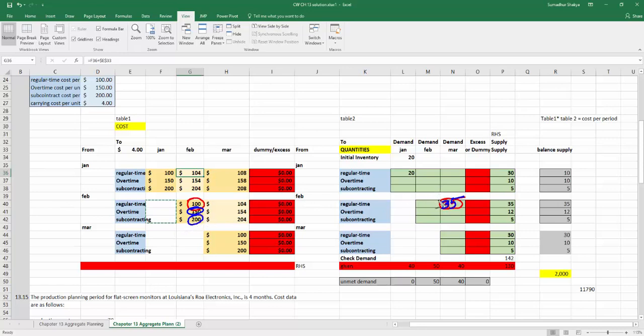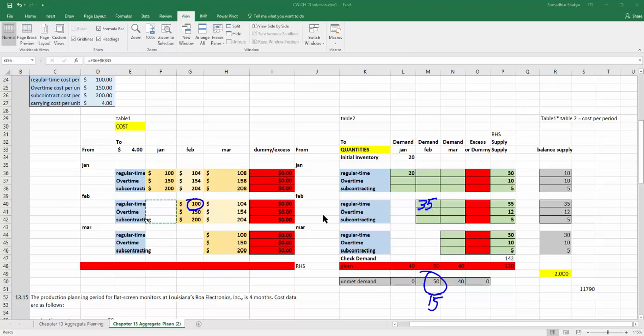However, this should have been here, my bad. Let me do that again. So if we were to do this here, 35, the corresponding $100. Now at this point, this cell should update as 15, and I'll show you in a minute.